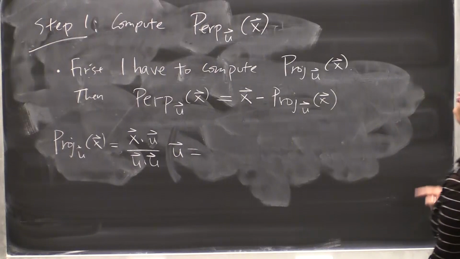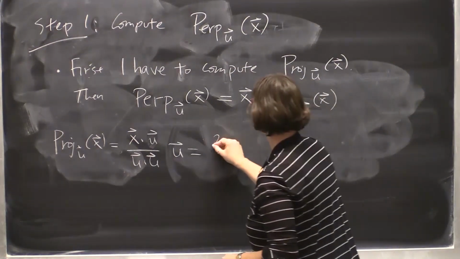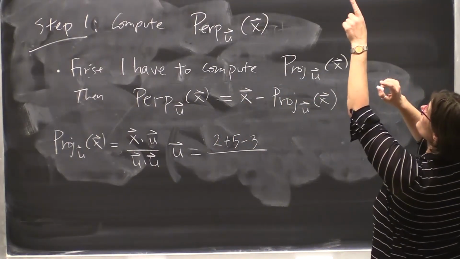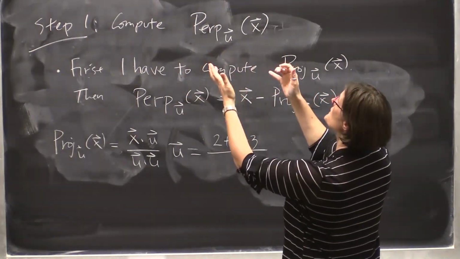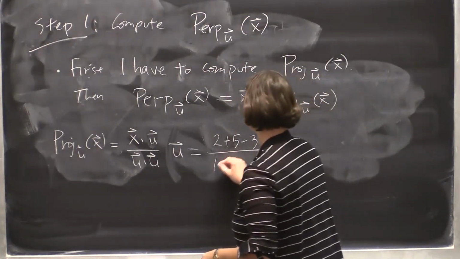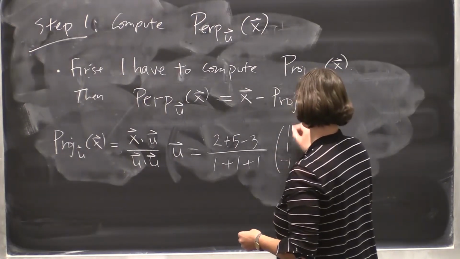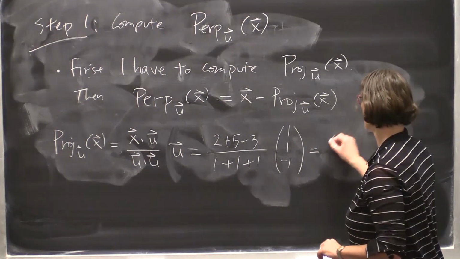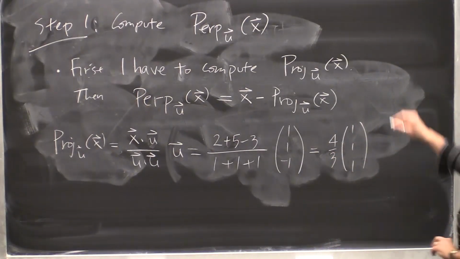So x dot u, I have 2 plus 5 minus 3 in the numerator. In the denominator, I have 1 plus 1 plus 1, because 1 squared is 1, 1 squared is 1, and minus 1 squared is 1, and I'm adding up all of those. And then this is all in the direction 1, 1, minus 1. So 2 plus 5 is 7, minus 3 is 4, so I have 4/3 times (1, 1, 1). So I've just done this.